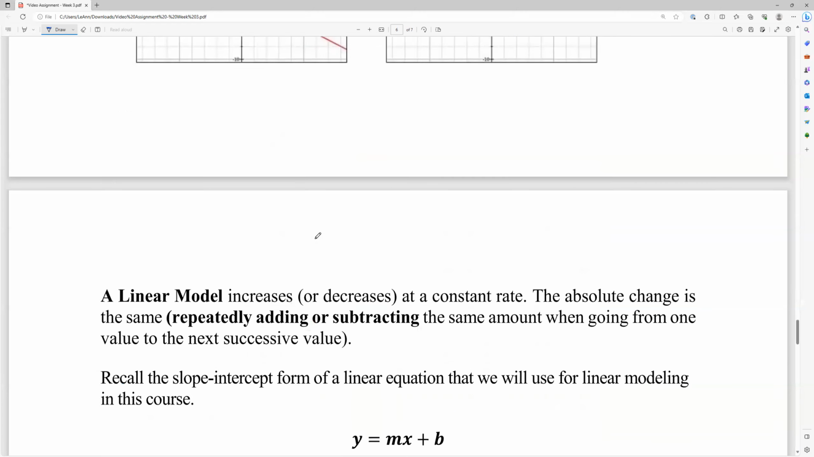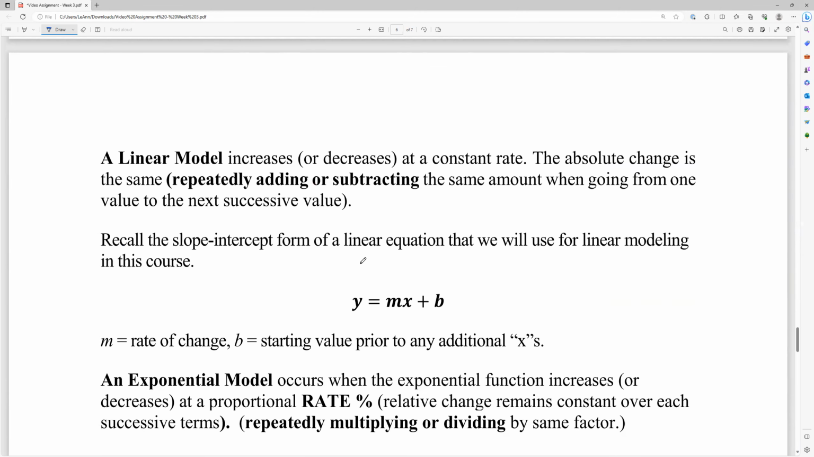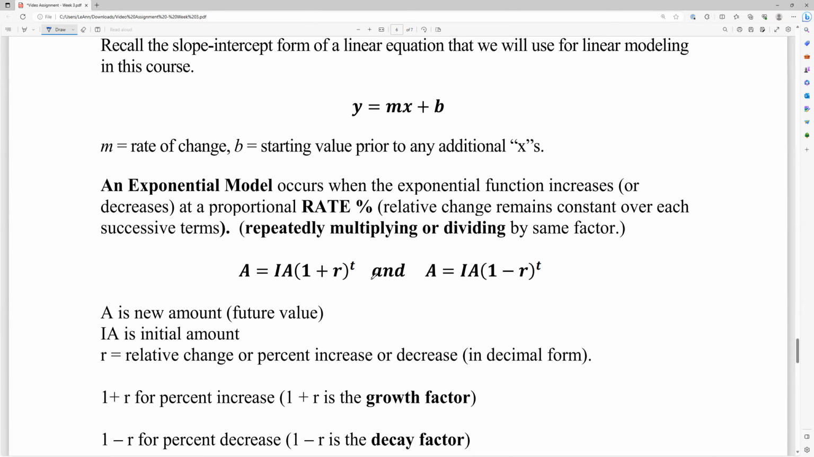Let's look at some other things we can use to tell the difference, okay? So a linear model will increase or decrease at a constant rate. Notice I talked about that same rise over run over and over and over again. What's happening for that to be true is absolute change. Remember, new minus old. We talked about that in class in week 2. It's the same over and over again. So you're repeatedly adding or subtracting the same amount when you go from one value to the next successive value. Like getting paid $10 per hour. Every extra hour I work adds $10 to my account, okay? It's the same exact adding over and over and over again. And just to recall from our day 1 video, we learned that you can write linear models as y equals mx plus b.